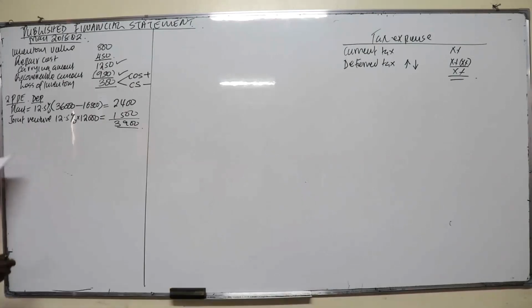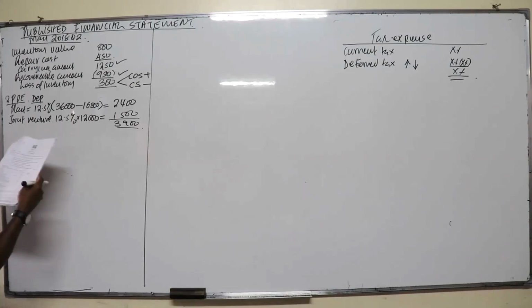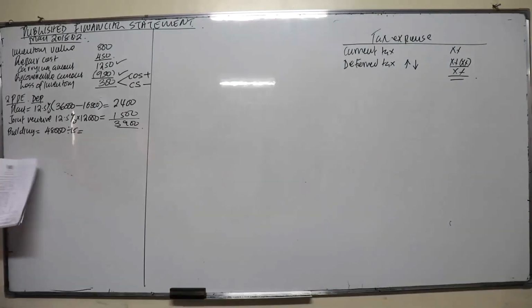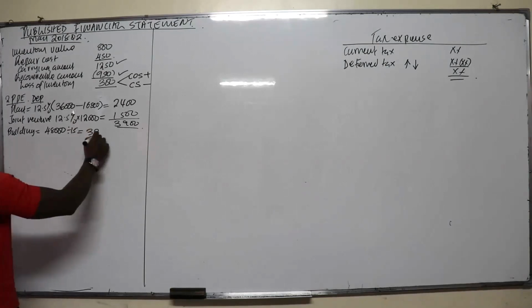So we made a revaluation of landed building, but we made it at the beginning of the year. So landed building is a depreciable item. Therefore, we need to determine the depreciation. So building was valued at an amount of 48. And then as at the revaluation date, it has a remaining useful life of 15 years. So how much is the depreciation per annum? That's 200.